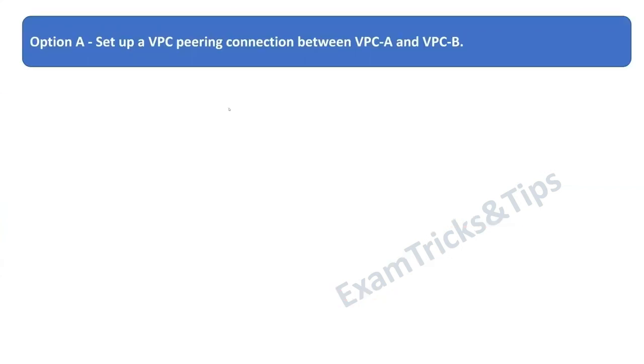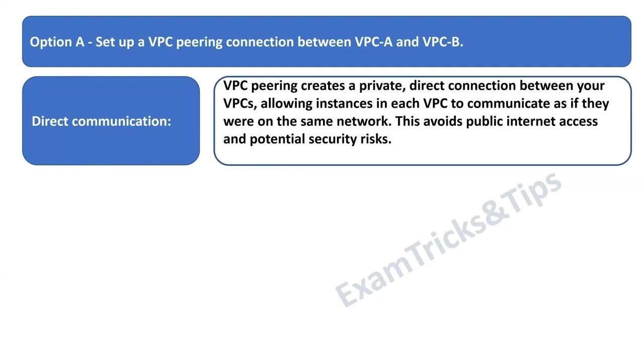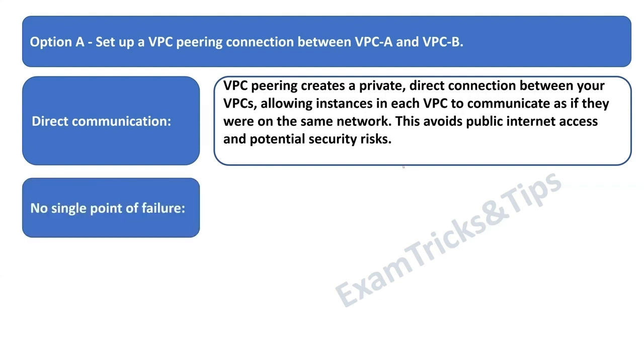Let's analyze this particular VPC peering connection from an advantages and characteristics point of view. The first one is direct communication. VPC peering creates a private direct connection between your VPCs, allowing instances in each VPC to communicate as if they were on the same network. This avoids public internet access and potential security risks. So this is a very important one. Even though you have two different VPCs, the peering makes it as if you are on the same network, and there is no public internet access.